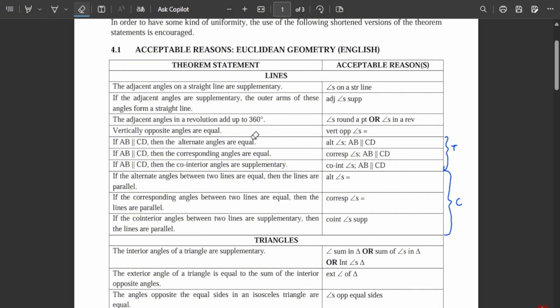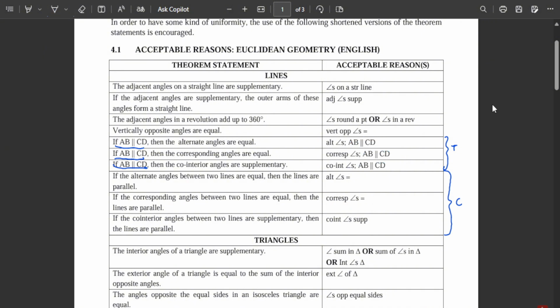Understood? So when you're using the converse, you need to state, what does a converse state? That alternate angles are equal, corresponding angles are equal, co-interior angles are supplementary. What does the theorem state? That if you are given parallel lines, and that's why you have to state the parallel lines in which the angles lie.